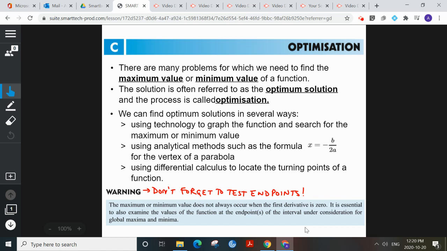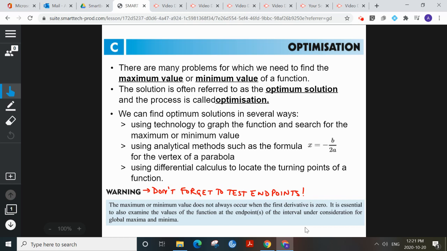So optimization is another application of calculus, and basically there are many problems where we need to find the maximum value or the minimum value. That solution is called the optimum solution, and the process of finding it is called optimization. Now, optimization is one of my favorite topics because it's something you've been doing all throughout high school. You've just learned different ways to handle it based on the math that you knew.